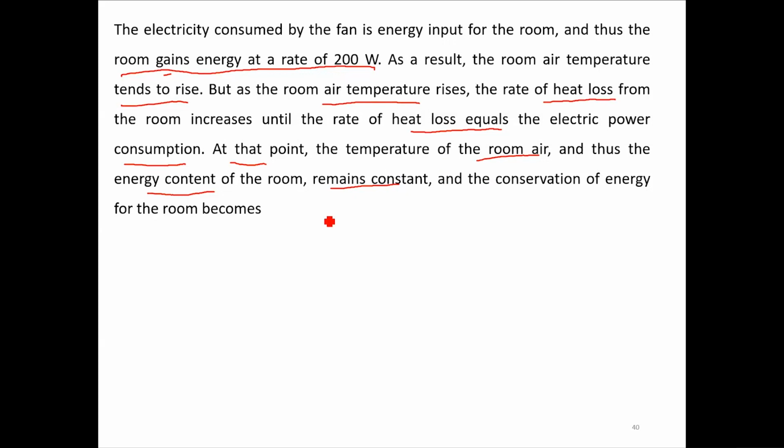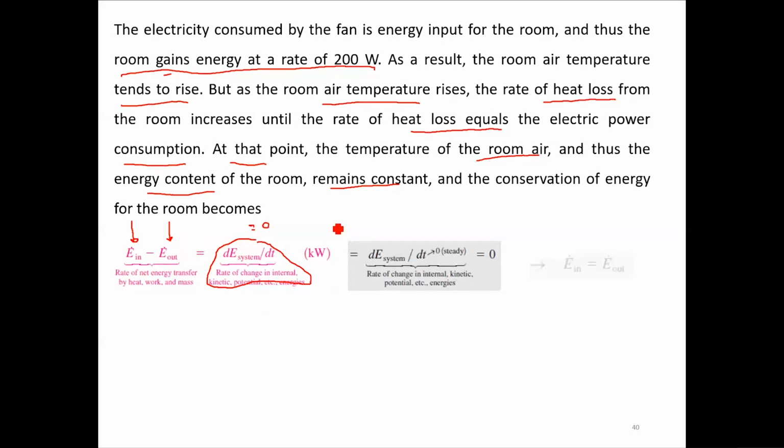So the conservation of energy for the room then becomes: what is coming into the system is electrical power. What is going out of the system is heat in the form of heat transfer. And the change in energy of the system with regards to time would be what? Zero, since you're talking about a steady state process. So again, your energy in would essentially be equal to energy out.